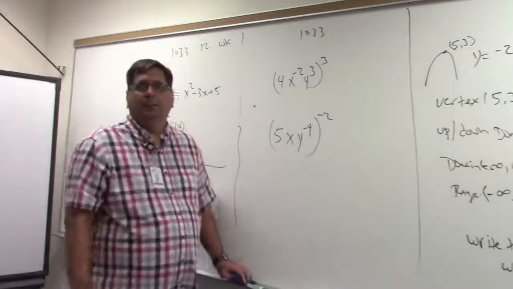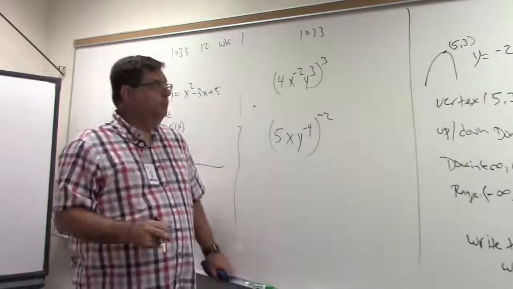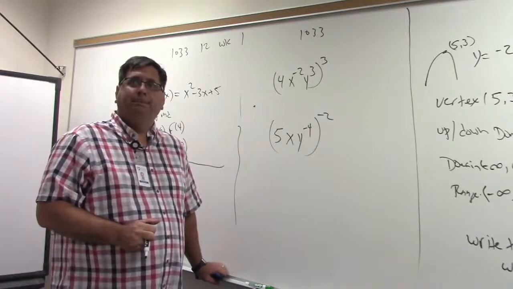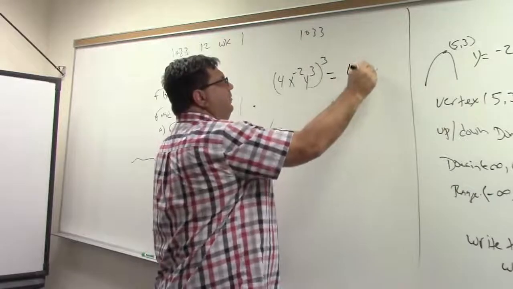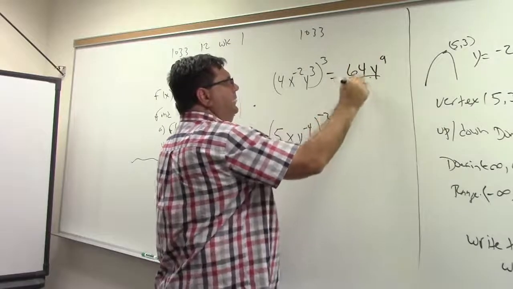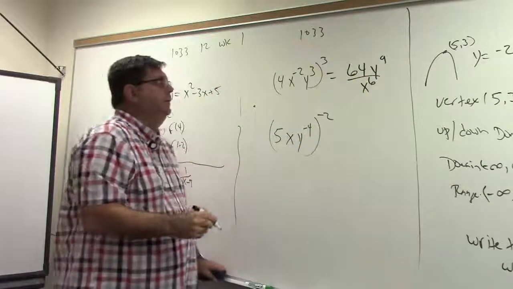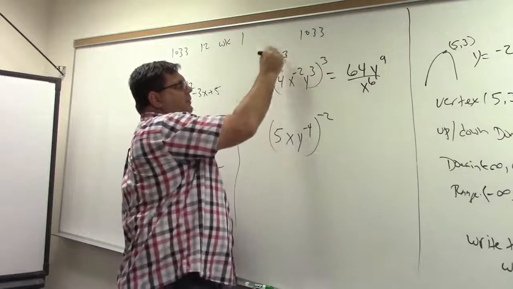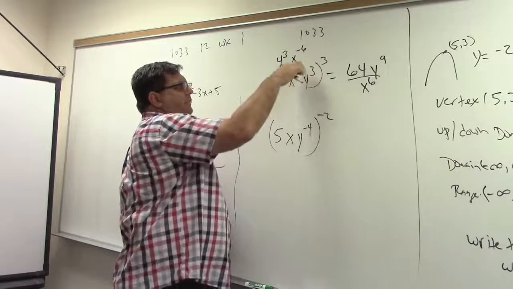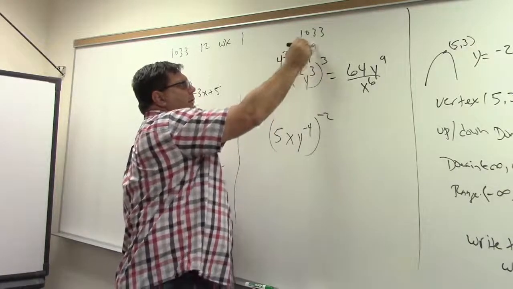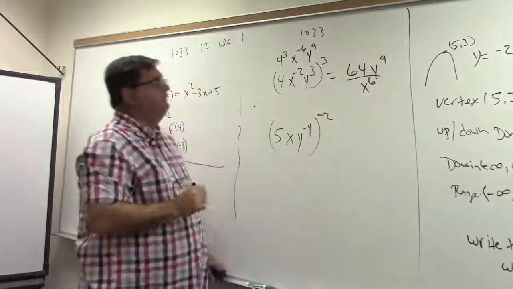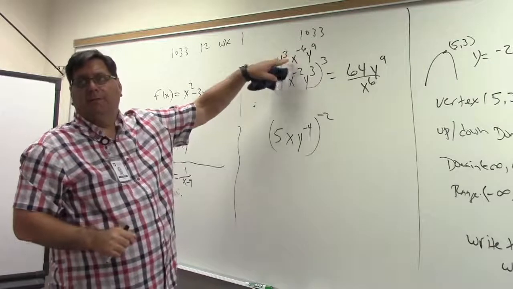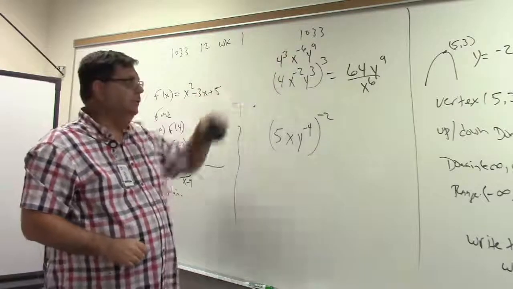Okay, so that means, Mama, we're on you. What'd you get? 9 over x to the 6th, 64 y to the 9th, x to the 6th. Excellent. Perfect. This is going to be 4 to the 3rd, x to the -6, y to the 9th. We multiply, raised. Negative exponents will go from top to bottom, from bottom to top. We're good.